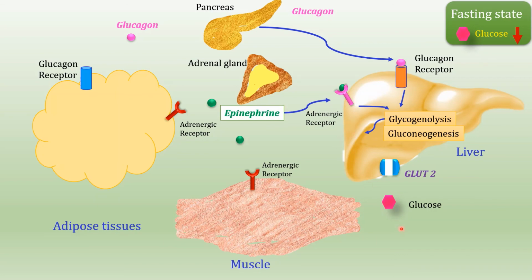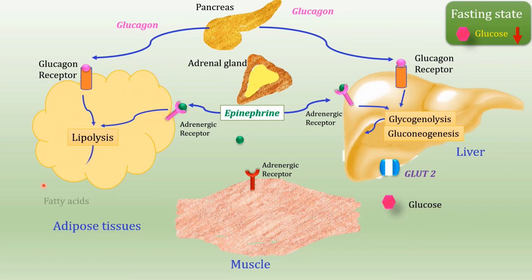Now let's see the action of glucagon on adipose tissue. Glucagon binds to the glucagon receptor and activates it. Adrenaline or epinephrine also binds to beta adrenergic receptors, and together they activate the process of lipolysis, that is breakdown of TAG, triacylglycerol, and fatty acids are released in the circulation, which are utilized by muscle, liver etc. The brain cannot utilize fatty acids.